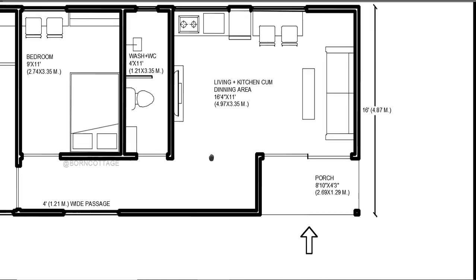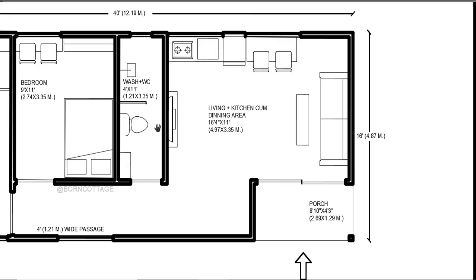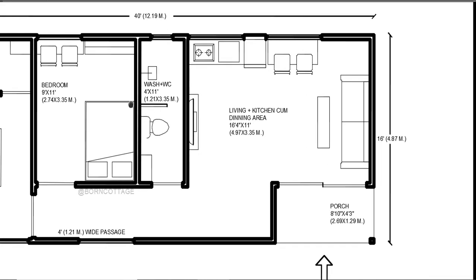After that we'll go on the left side. So we have a 4 feet, in meters 1.21 meters, wide passage here, and on the right side we have a common use washroom plus water closet here. You can see here the wash basin, water closet and the shower area, and we have a ventilator for ventilation of this washroom. If we go on the left side, so we have bedroom number 1 here.